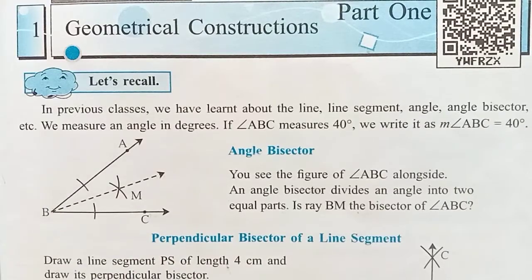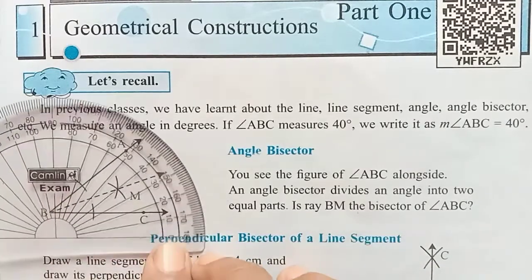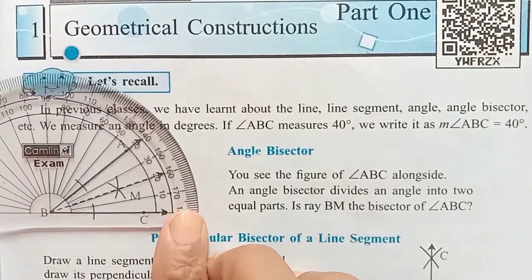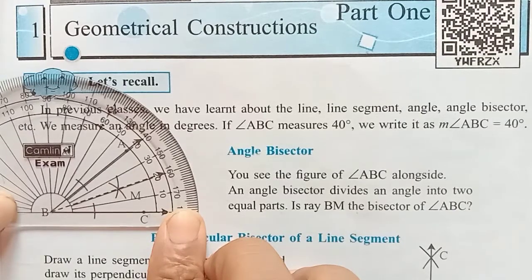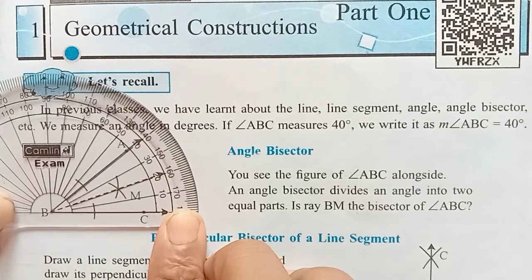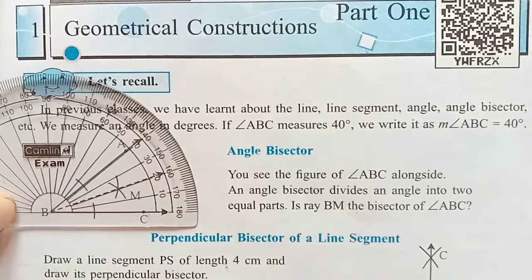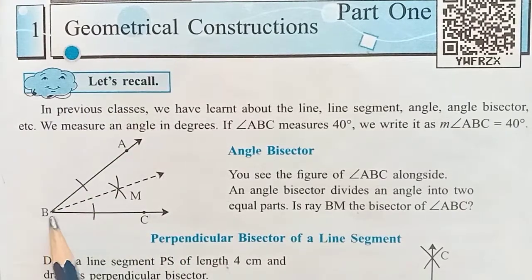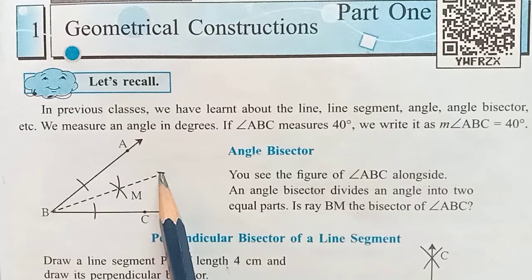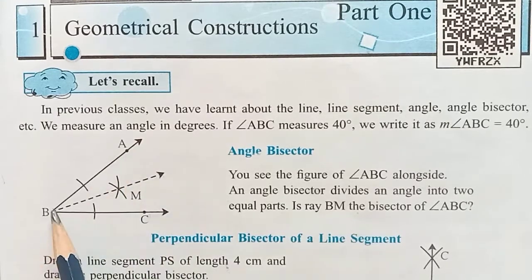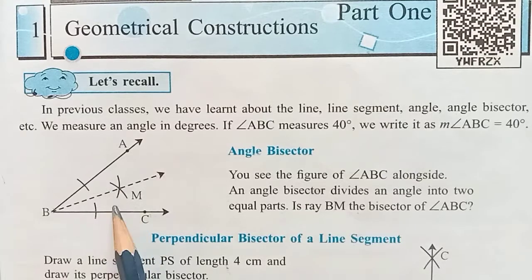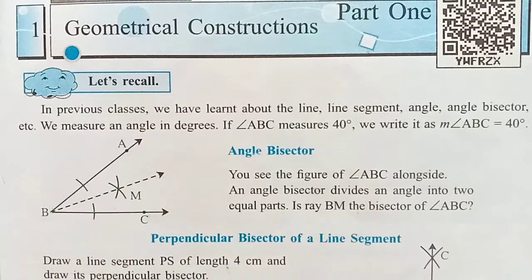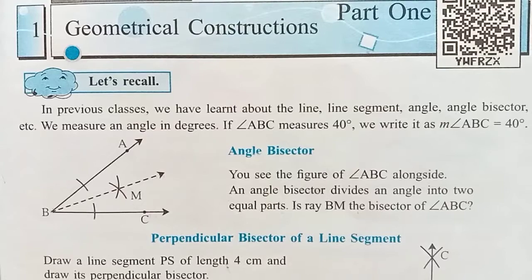How can we prove that BM is the bisector of angle ABC? With the help of a protractor, we can measure angle CBM and angle MBA. Both angles are 20 degrees. This is 20 degrees and this is 20 degrees. So we can say that the bisector is the ray which divides the given angle into two equal halves. So the ray BM is the bisector of angle ABC.